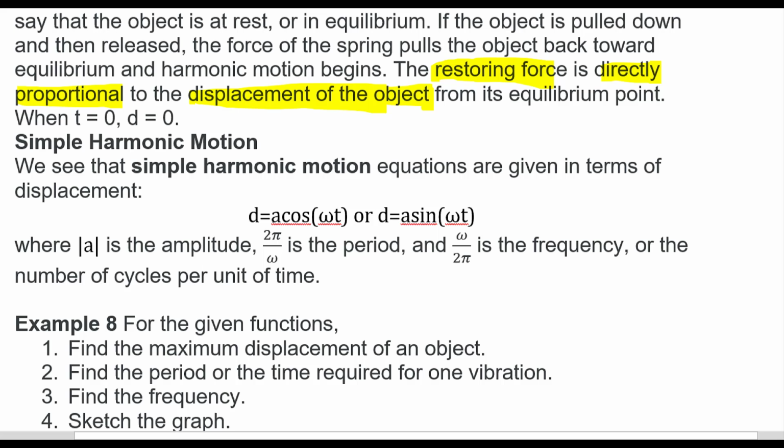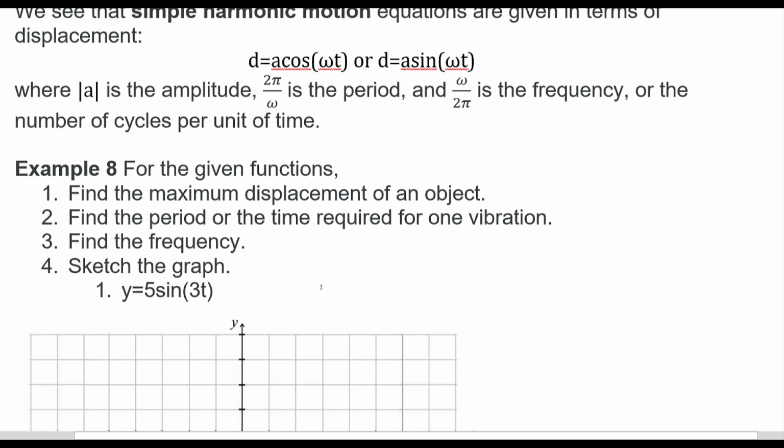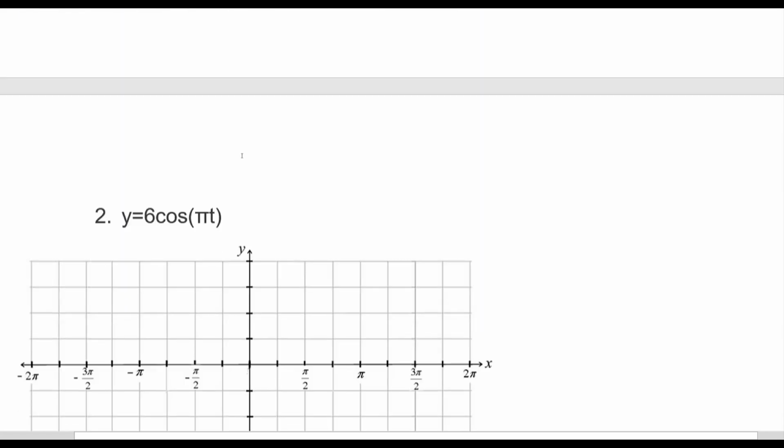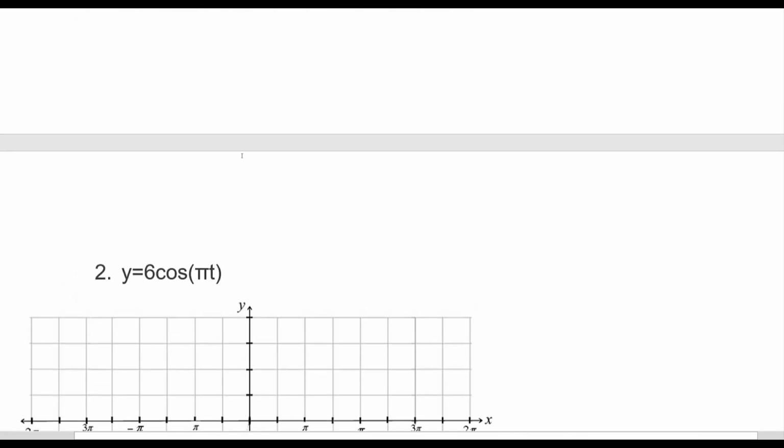The equation is D equals A cosine omega t, or D equals A sine omega t. So instead of B, we're using omega, where the absolute value of A is the amplitude, 2 pi over omega is the period, and omega over 2 pi is the frequency, or the number of cycles per unit of time. So for the given functions, find the maximum displacement of an object, the period or the time required for the vibration, the frequency, and then sketch the graph. We have 3 of these to look at.